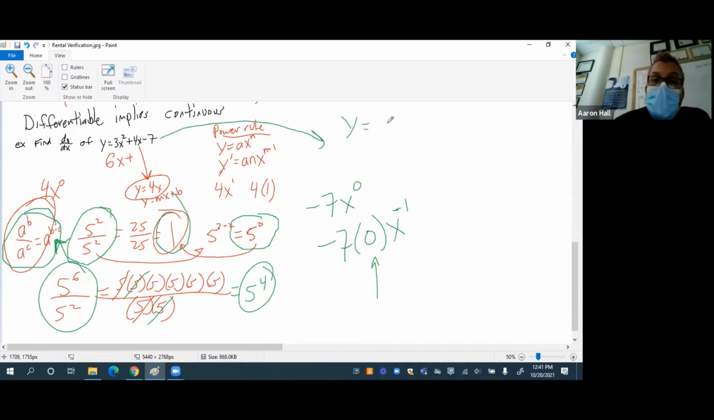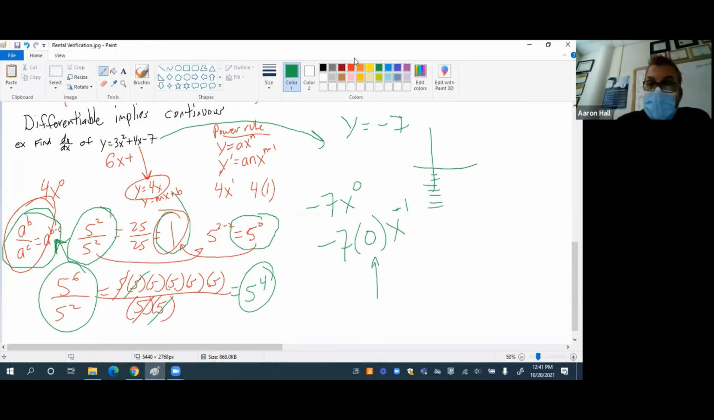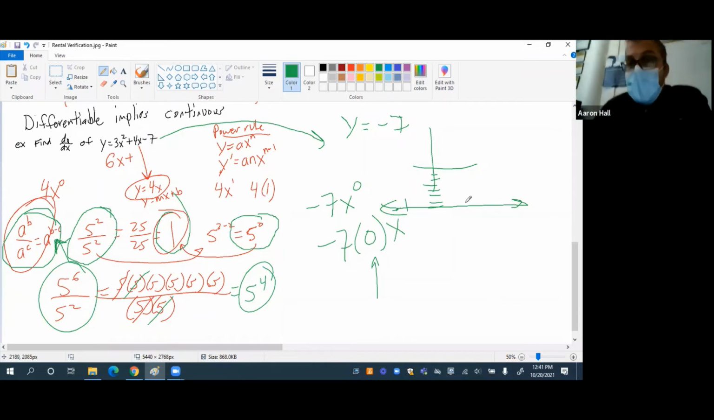Let's look at this individually. What is y equals -7? Isn't that a graph that looks like 1, 2, 3, 4, 5, 6, 7? It's a graph that looks something like this. What's my slope? Yeah, 0. My slope is 0. A horizontal line has a slope of 0. So this piece here, Natalie, this piece here just disappears.